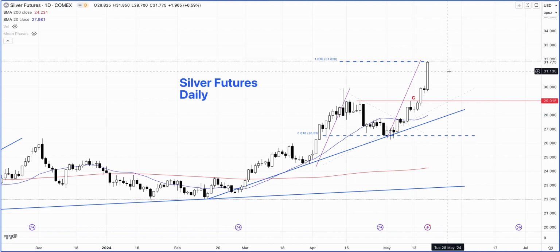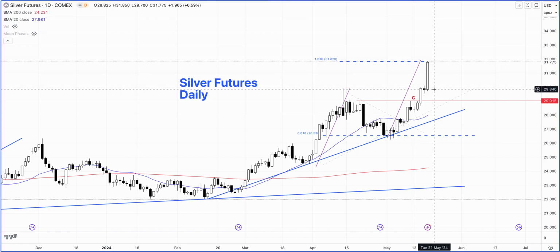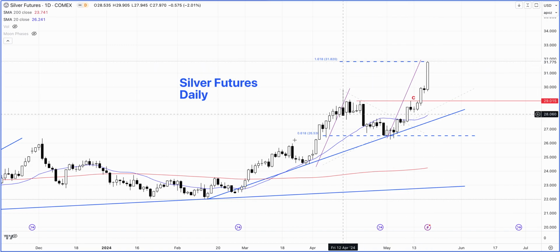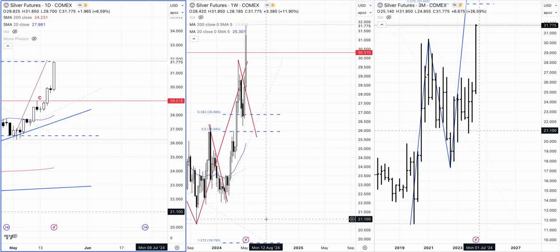So maybe in the next few trading days we can see some sort of a consolidation here, because could it be an exhaustion bar, and the market consolidates for a few days? That possibility is there. So this is what we have seen in silver.